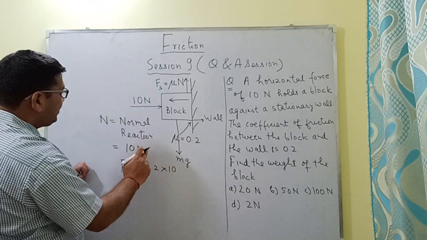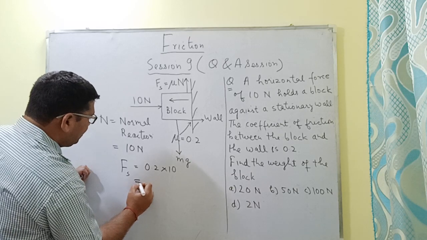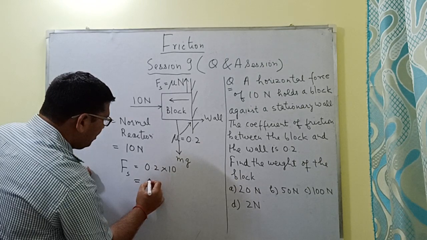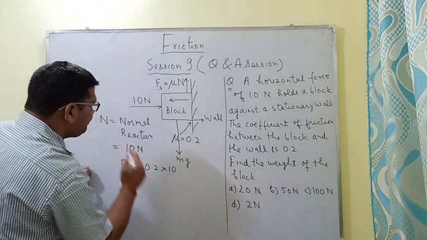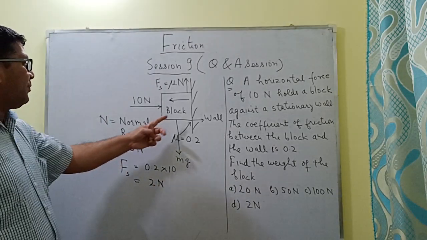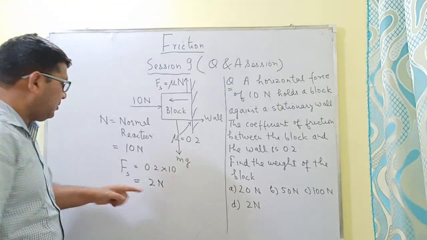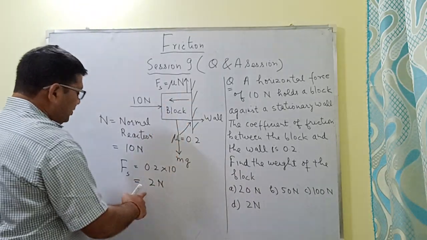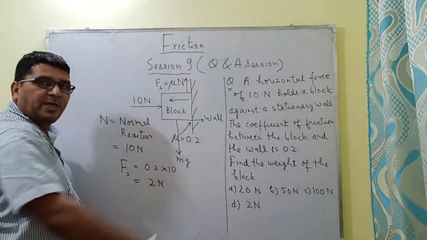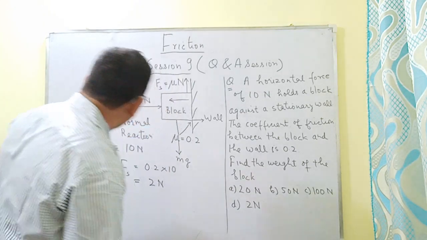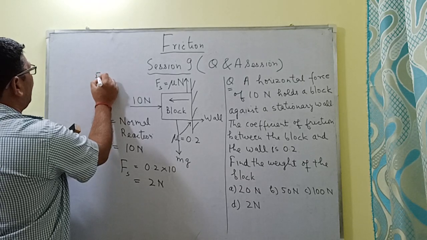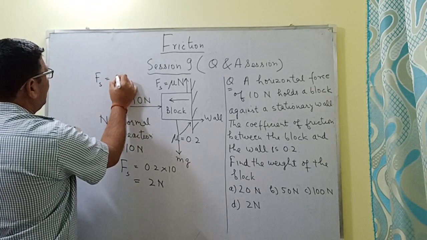So the normal reaction is equal to 10 Newton. The force of friction is equal to mu into N. So this is equal to 0.2 into 10, which is equal to 2 Newtons. Now since the block is held stationary, the force of friction is balancing the weight of the block. So the force of friction, Fs, is equal to 2 Newton.